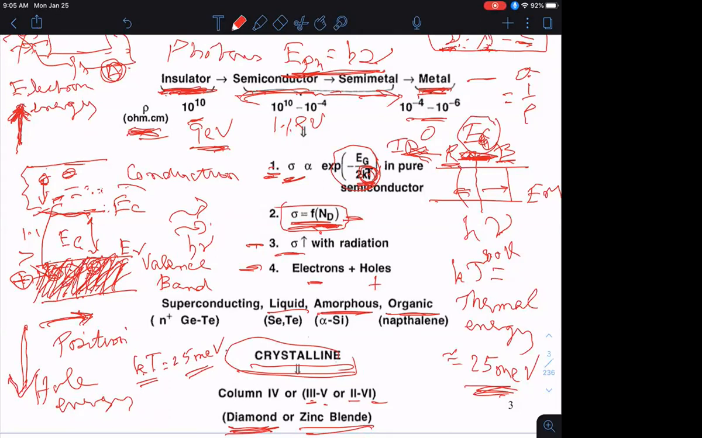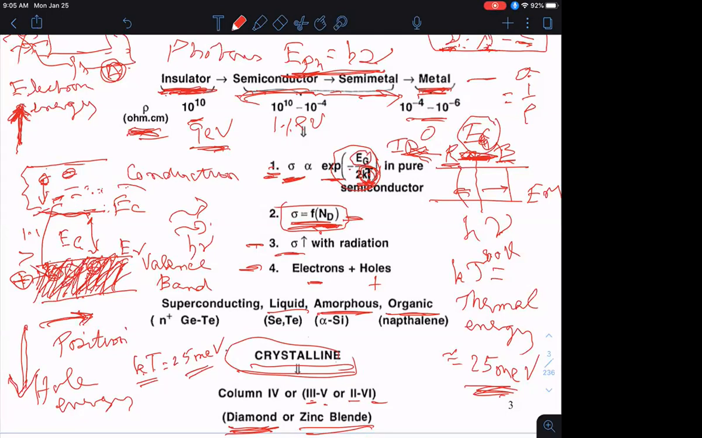So that picture then explains why you have this exponential dependence of the conductivity on temperature, because as you increase the temperature T, the number of carriers that are excited increases exponentially as e to the power minus the band gap Eg over 2kT. So that gives you the probability of excitation.